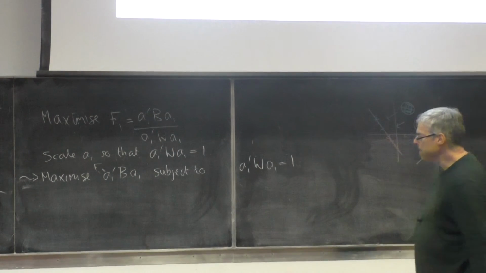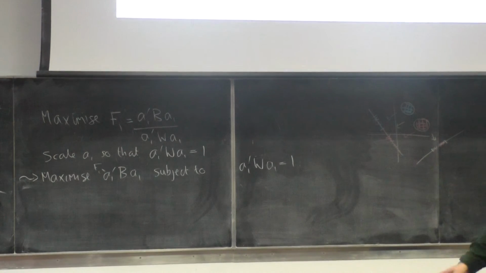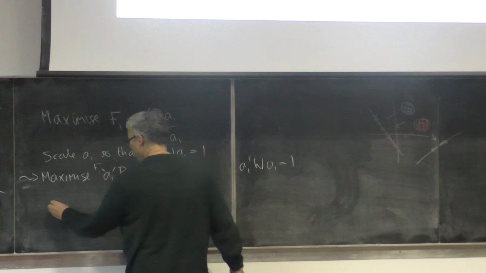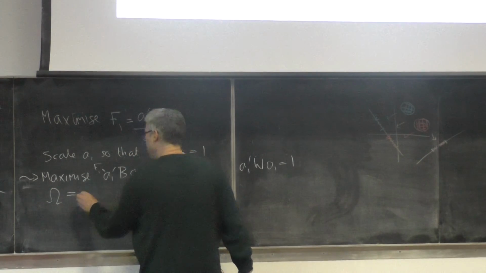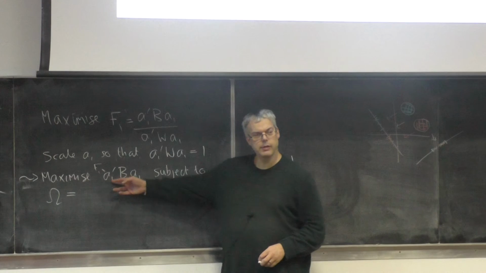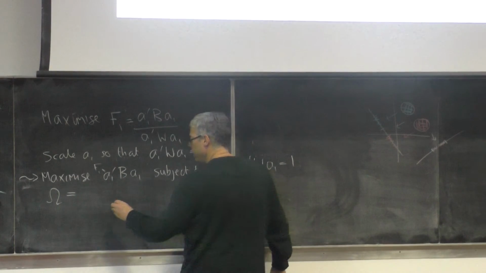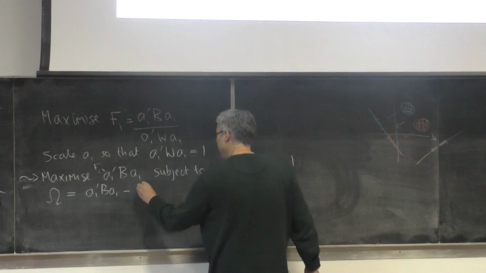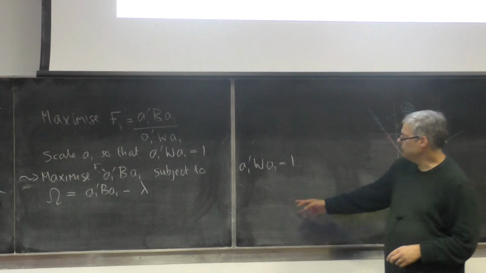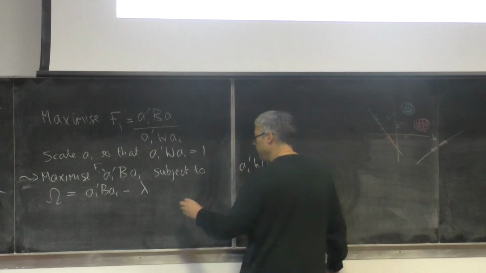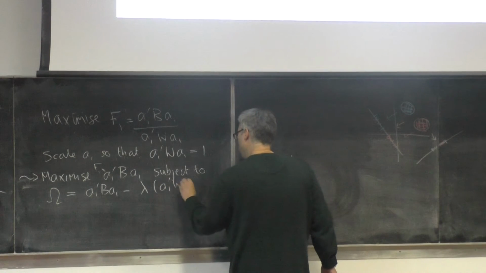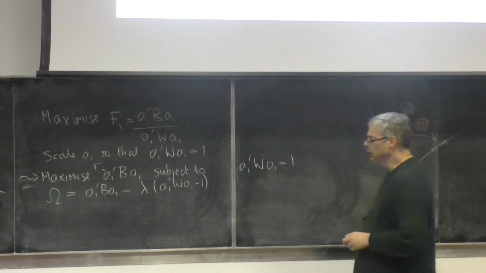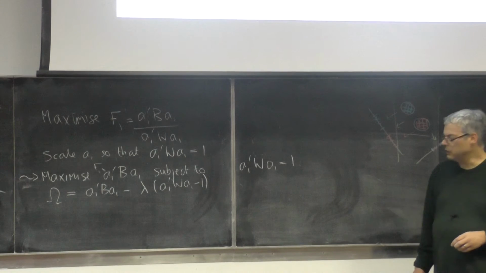Okay. And that should remind you, I hope, of what we did for principal component analysis. So we're going to define a function omega, which is the thing we're trying to maximise, a dash B a, minus a Lagrange multiplier lambda times our constraint, a dash W a minus 1. Okay, so lambda is our Lagrange multiplier.